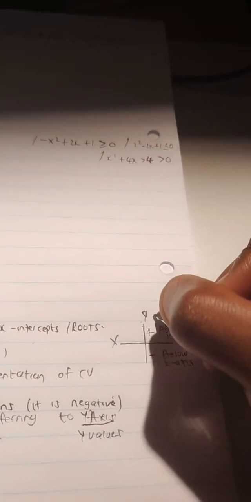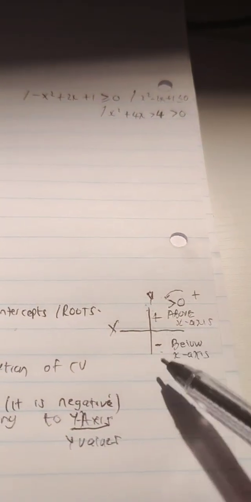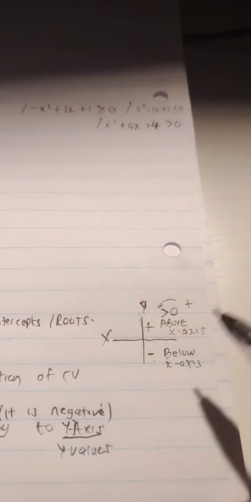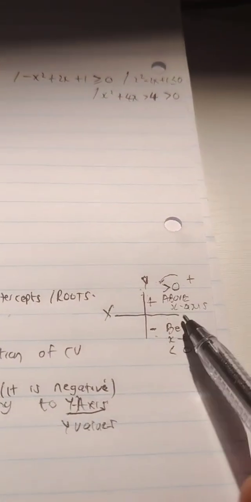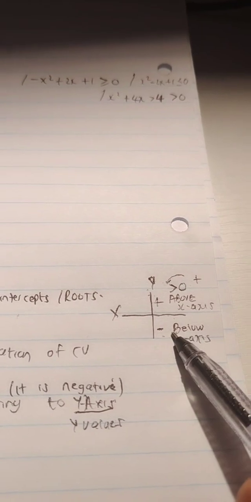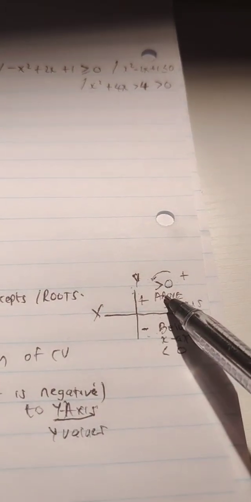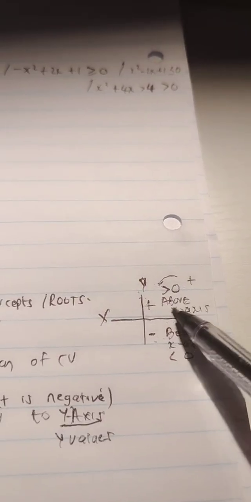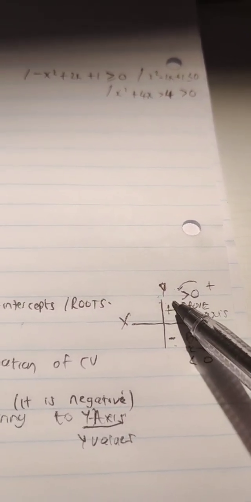So above the x-axis, our y values are positive. This is where your greater than 0, meaning positive y values, belong. But below the x-axis, this is where your y values less than 0 belong. Less than 0 means below the x-axis, because that's where y is negative. Greater than 0 means above the x-axis, because that's where your y values are positive.